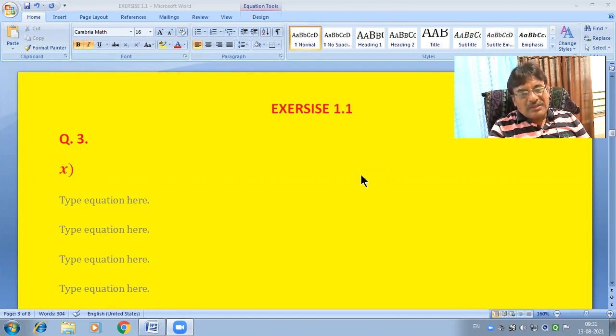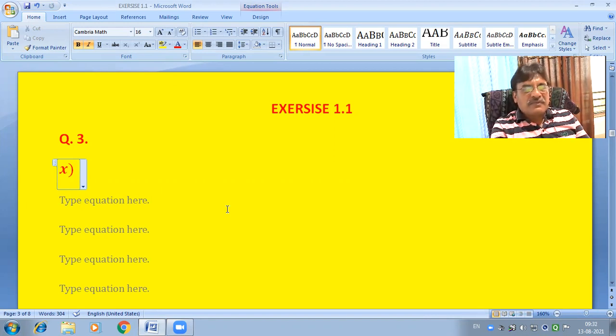Today we solve some problems from Mathematics Part 2. Name of unit: Differentiation, Exercise 1.1, Question number 3, Problem number 10. In this problem we find the derivative of the given function, that is, we differentiate the given function with respect to x and find dy by dx.